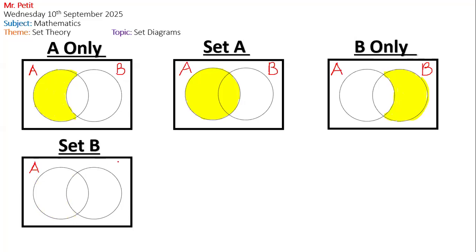There's a set A and this is set B. So this is set A and this is set B. So now for set B, we want all of set B. So all of set B is gonna be all of this. All of set B is gonna be all of this. You know what? Let me let y'all finish it and see how y'all do. But remember, all of set B.